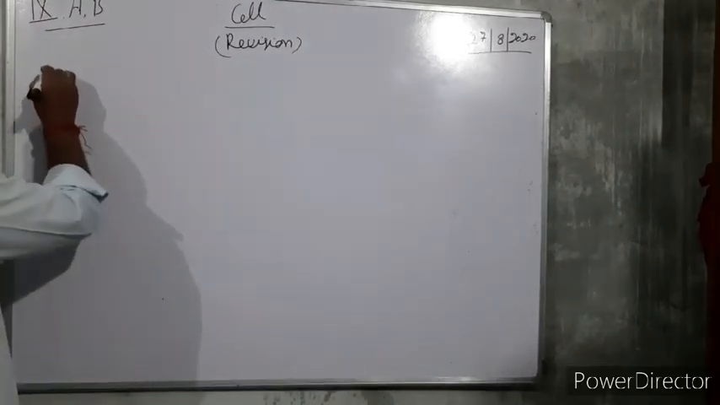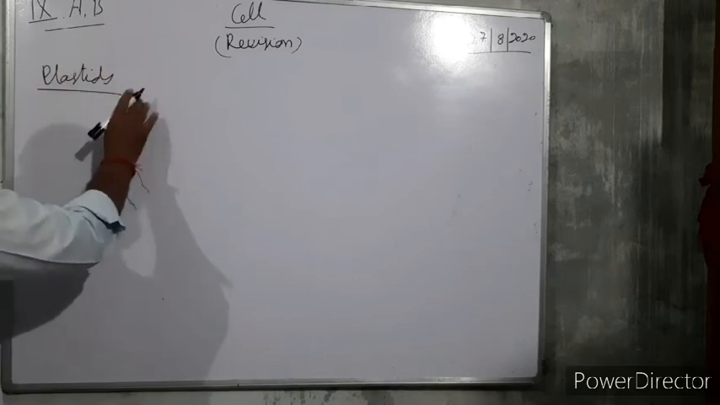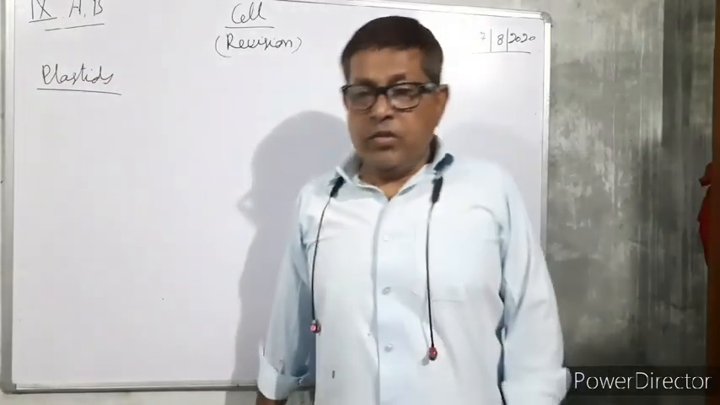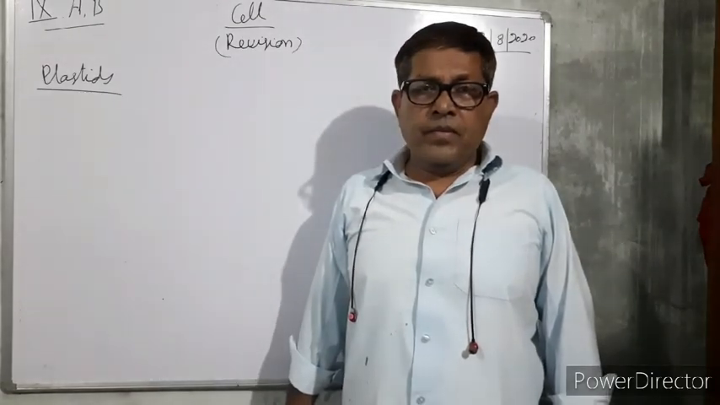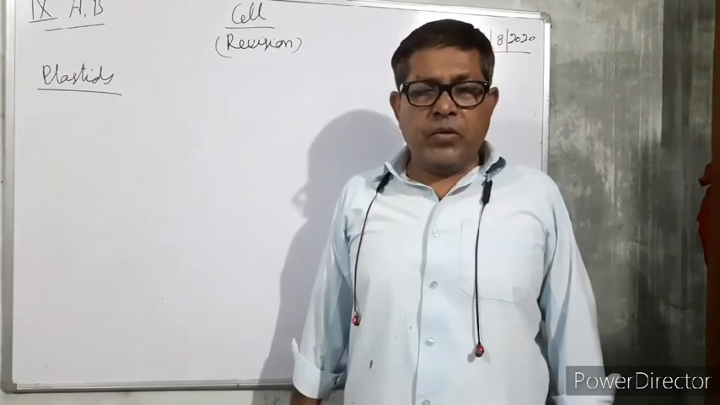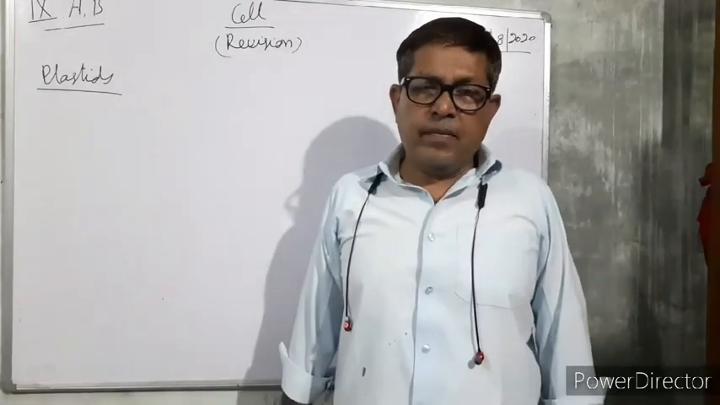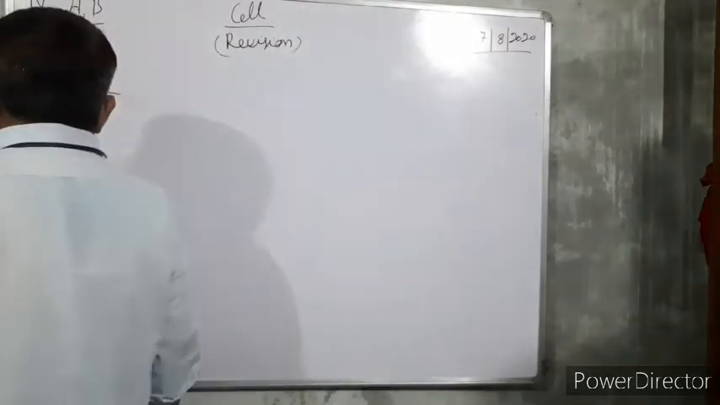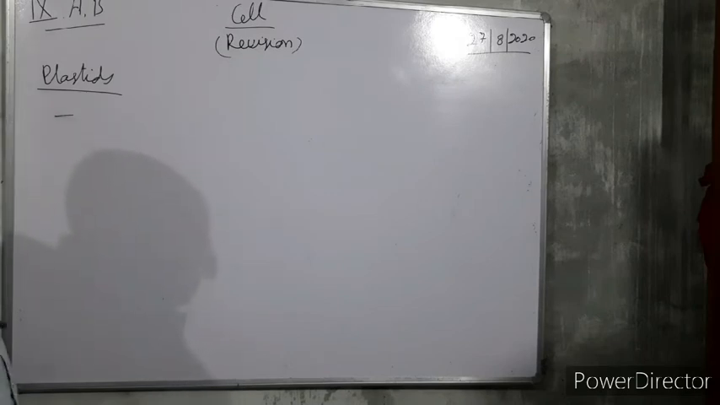As for plastids, these are the cell organelles which are found only in eukaryotic cells, and they are not found in the animal cell. They are found only in the plant cells. The plastids, as I told you last time, how many types of plastids are there?